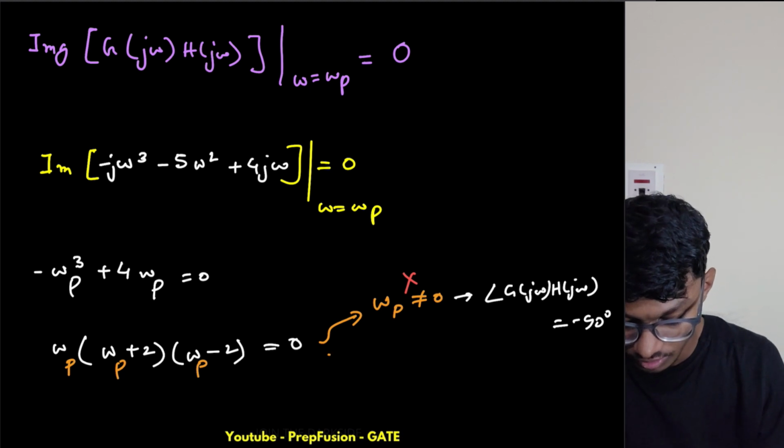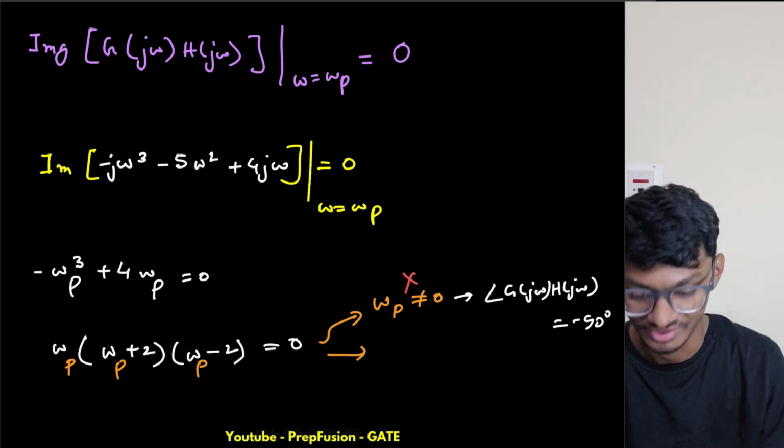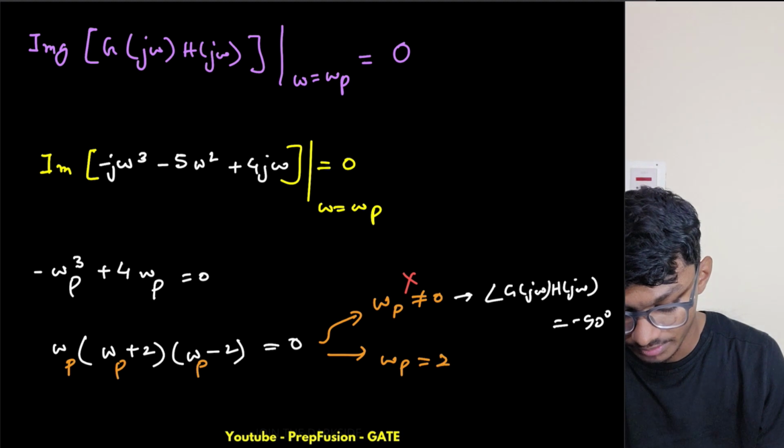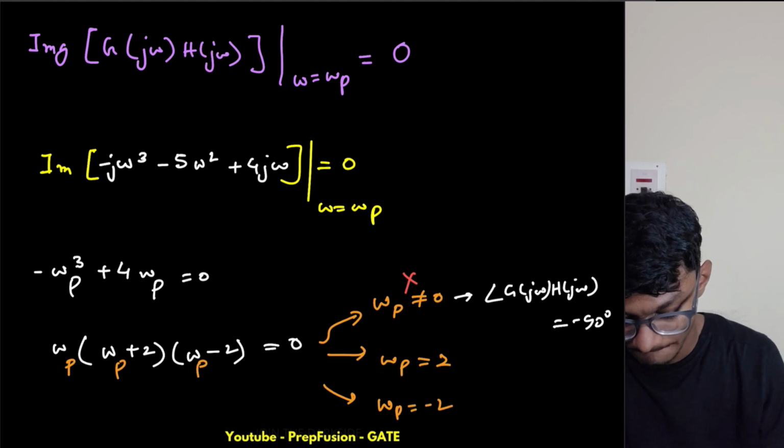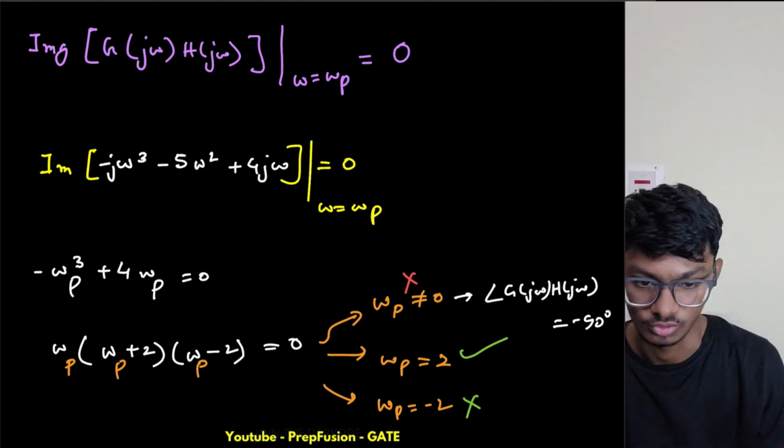Now, we have already covered this. Omega p will be equal to 2, and omega p can't be negative. So we have already established this one, and this one will be the correct answer, omega p.